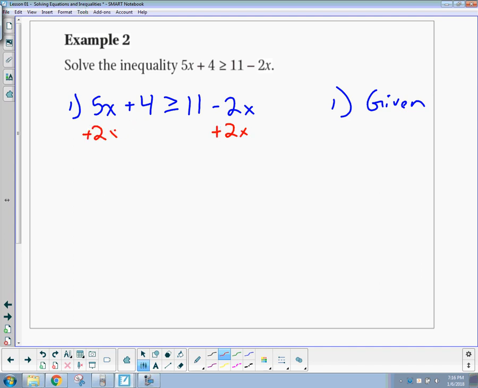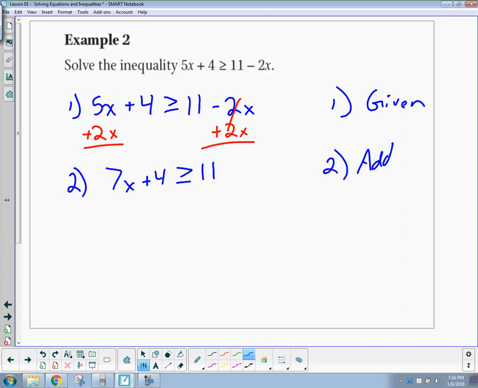Those cancel. So our next line is going to be 5 plus 2 is 7x plus 4 greater than or equal to 11. Those cancel, so we're not even going to add the 0 there. And this was from the addition property of inequality. Alright. These variables are on the one side. Let's undo the adding. So we're going to subtract 4 from both.